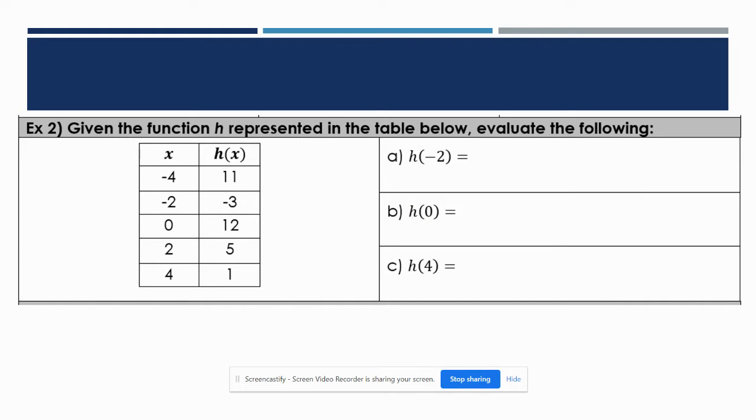Well, what happens if they give us a table? I actually like these because it makes it super fast and easy. Remember, all of these started as h of x. So whatever you see in the parentheses is saying, hey, look at the x column and find that number. So this first one is saying find where x is negative 2. Well, x is negative 2 right here. The answer to that in the second column is negative 3.